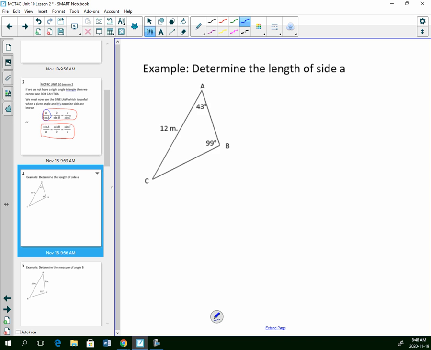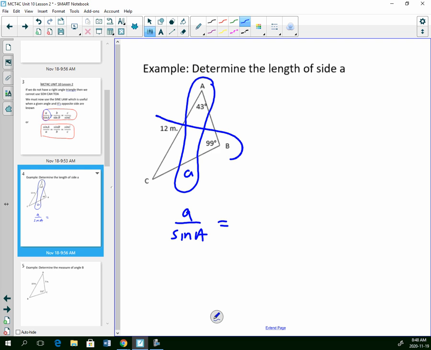Okay, so here it says determine the length of side A. So we want the side opposite angle A, so I'm going to use A over sine A. I always like to circle which ratios I'm using. I'm going to use A because I'm asked to find A, and then I see that I know side B and angle B, so I'm going to use B. We're only going to use 2 of the 3. We don't need the third one because we're not asked to find it and we don't have any information, so we always use 2 so that we can cross multiply.